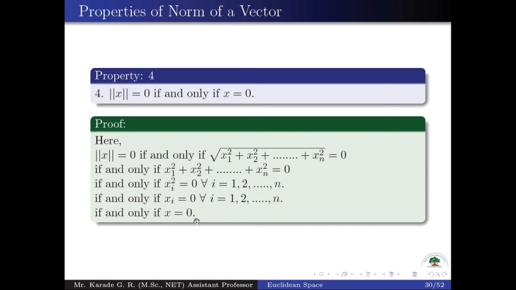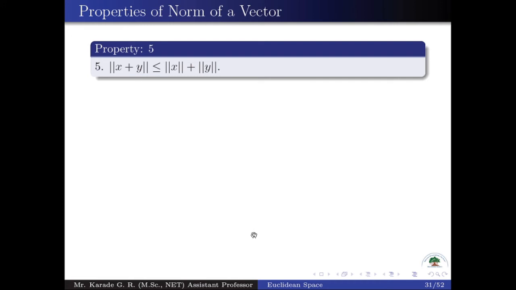So thus we have proved that the norm of vector x is equal to 0 if and only if the vector x is a 0 vector. Now consider the last property of norm of a vector. This property is also known as triangle inequality: norm of x plus y is less than or equal to norm of x plus norm of y.